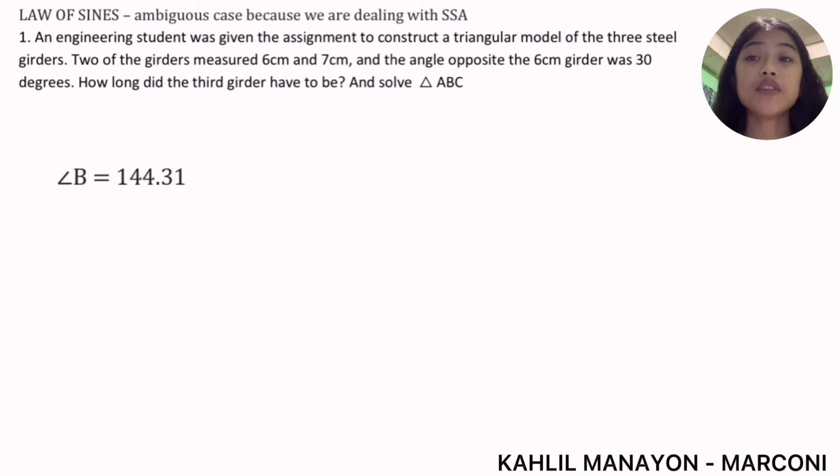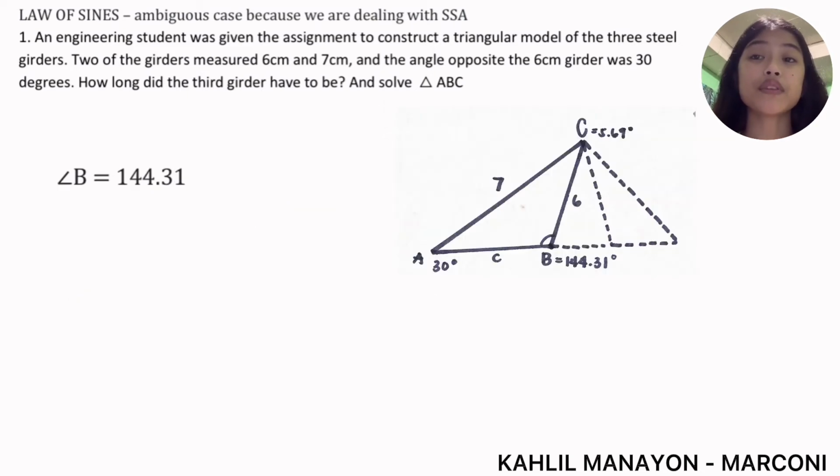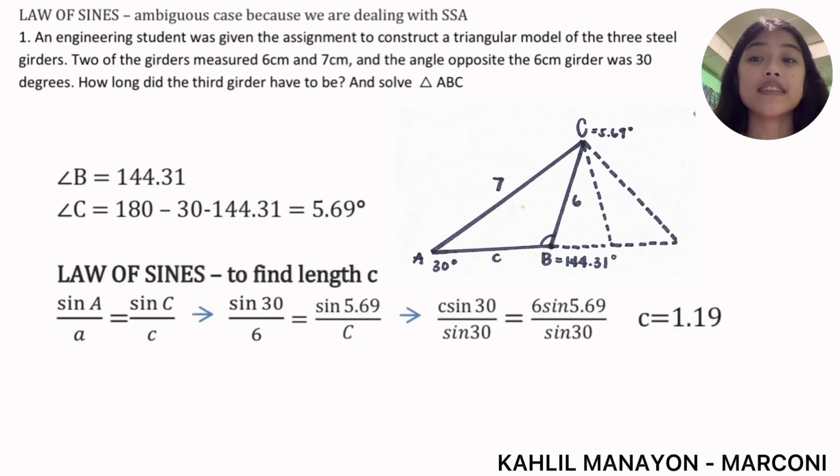For the other solution, using angle B is equals to 144.31, we will find angle C. Angle C is equals to 180 minus 30 minus 144.31. Angle C is equals to 5.69 degrees. We use law of sines to find side C. Sine 30 over 6 is equals to sine 5.69 over C. We cross multiply, we have the final answer. Side C is equals to 1.19.